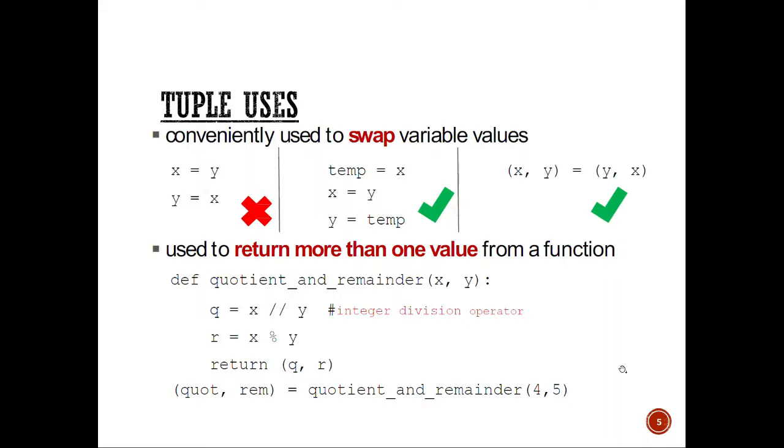Another important use of tuples is when we want to return more than one value from a function. As an example, imagine we are defining a function called quotient and remainder that gives us the quotient and remainder of the division between 2 numbers x and y. Here the quotient is the integer division between x and y, and the remainder is the modulo of x and y. And then we return q and r. So in this case, the output of this function is a tuple.